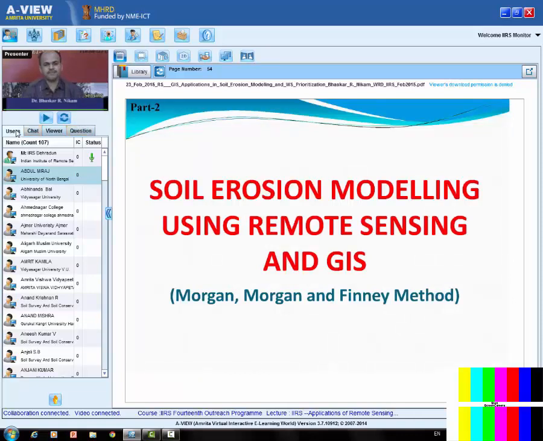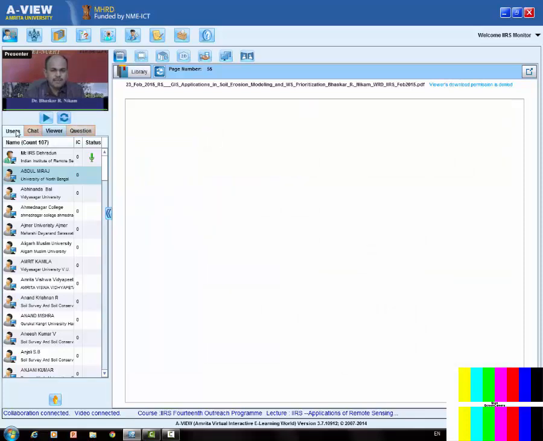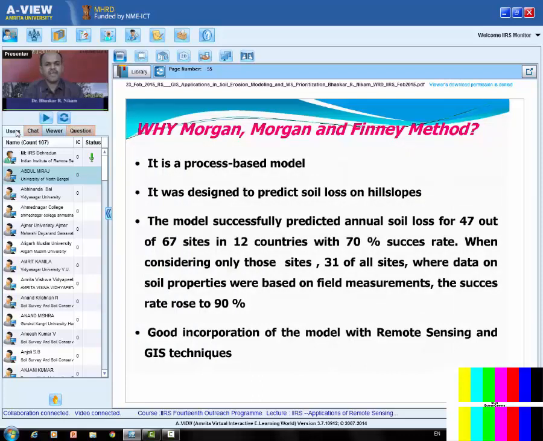In the second case study, we'll try to see how we can use remote sensing and GIS to model soil erosion using another very famous model called Morgan-Morgan-Finney, alternately known as the MMF model. So again, why MMF? Because it is semi-process-based. I will not say it is process-based, it is a semi-process-based model. It does have empirical parameters in this model also. It was designed to predict soil loss from hill slope watersheds. Most soil erosion models are developed for agricultural watersheds, so they do not give accurate soil loss when you apply those models to hilly watersheds.